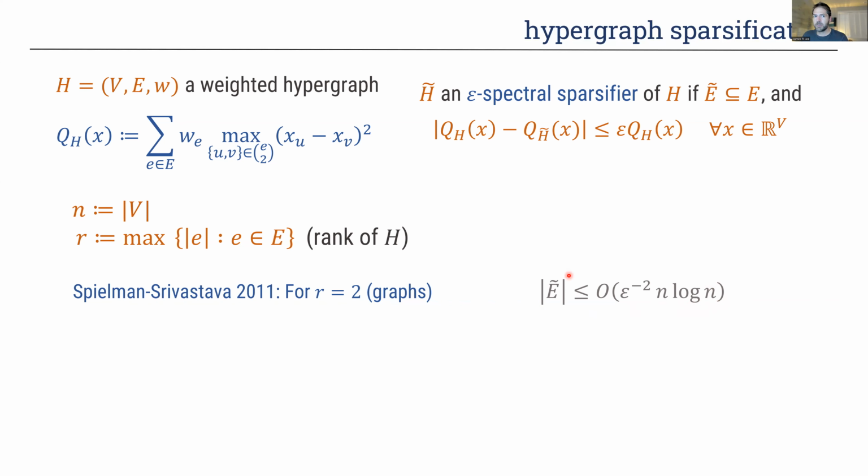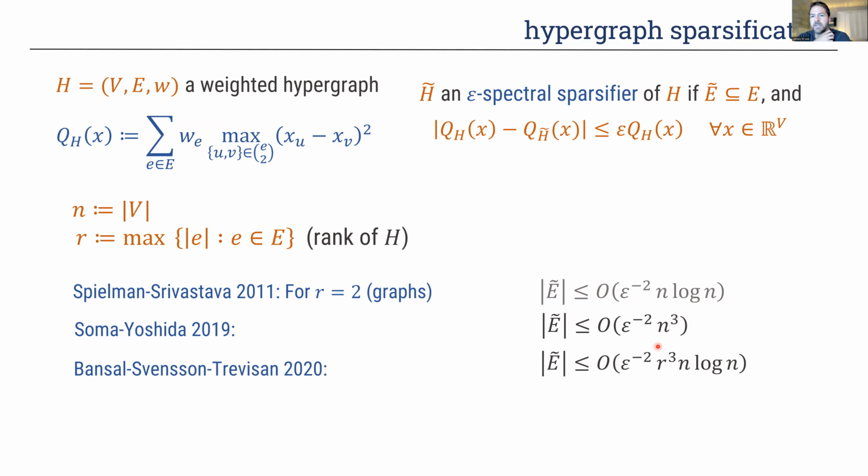Can we do this for hypergraphs? Okay, so Soma and Yoshida gave some preliminary results in this direction. They showed in 2019 that one can sparsify down to a polynomial number of edges. Remember, this is non-trivial because a hypergraph could have exponentially many edges in the number of vertices. Bansal, Svensson, and Trevisan showed that for constant rank r, one can essentially achieve the bound known for graphs. So one can get order n log n edges in the sparsifier for constant rank.